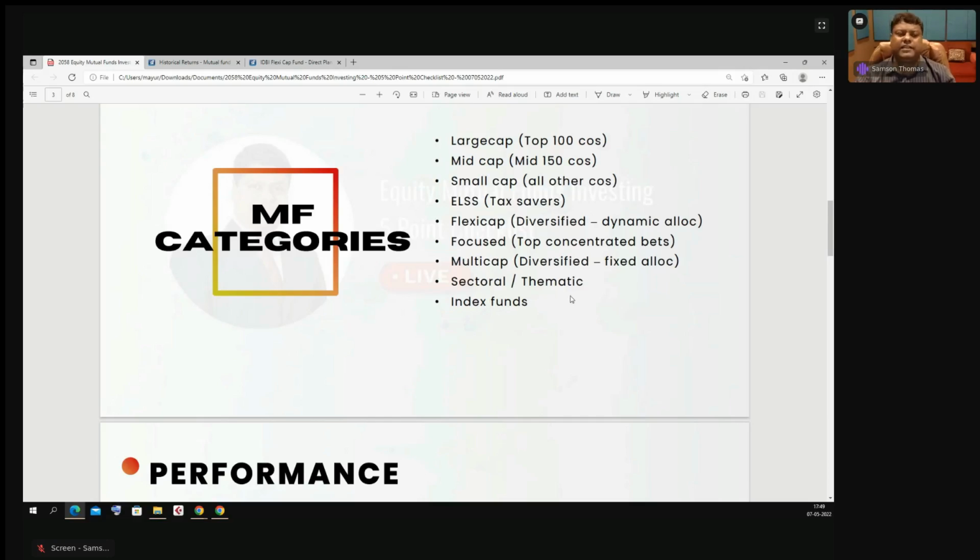And then you have sectoral and thematic funds. Sectoral funds invest only in one sector, like the infrastructure sector or banking sector or pharma sector. And then you have thematic funds, like multi-allocation funds, or a specific theme like the energy theme or something like that, and you invest in that particular theme, right? And then you have index funds. We already discussed index funds, which are tracking the index.